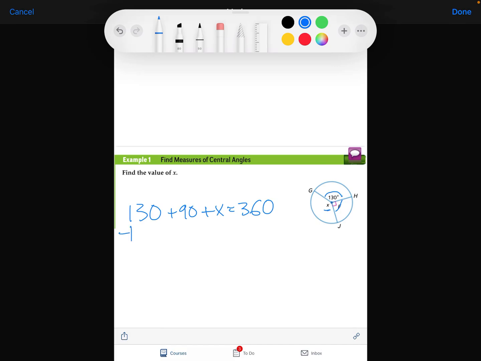So we're going to subtract 130 on both sides, and subtract 90 on both sides. So x equals 360 minus 130 minus 90. So x is going to equal 140.